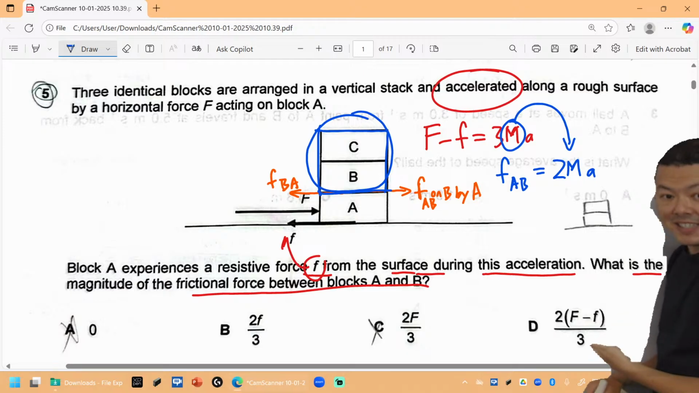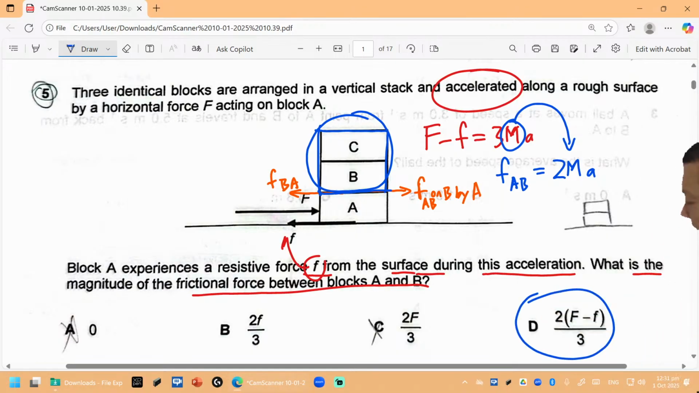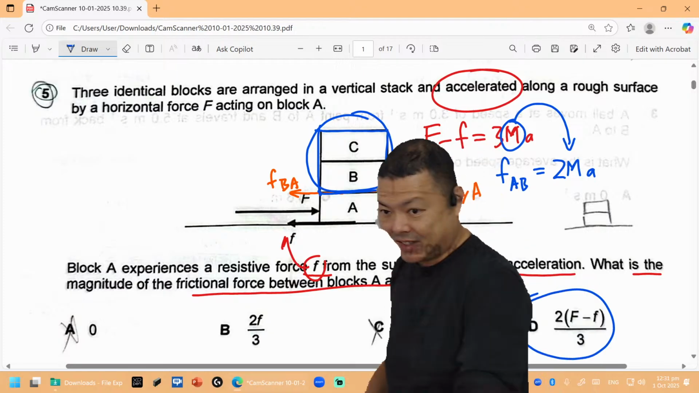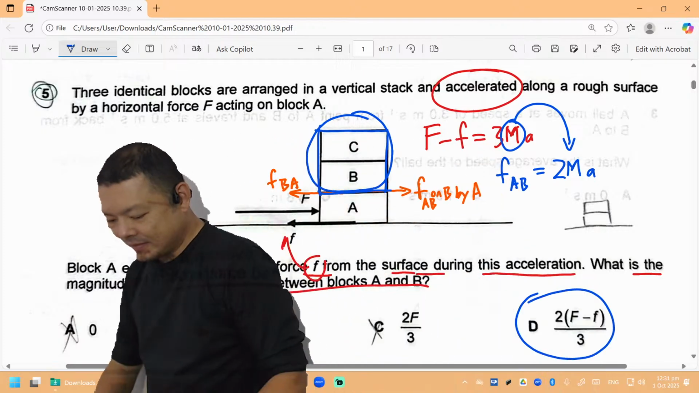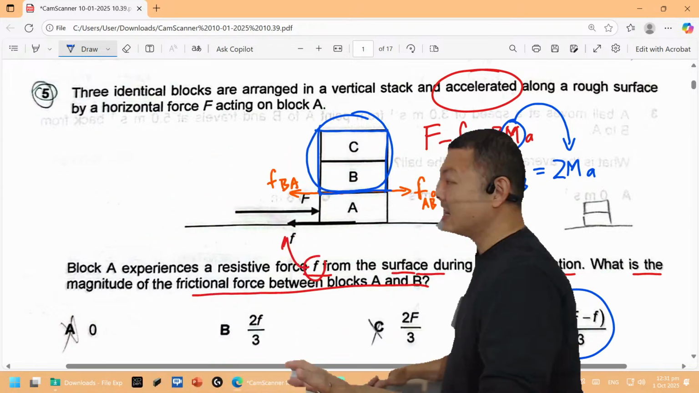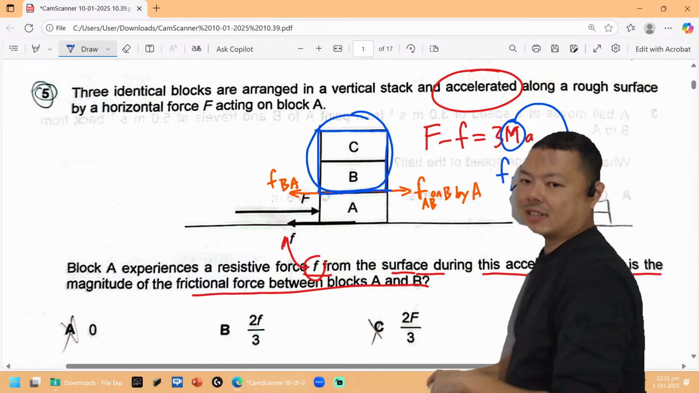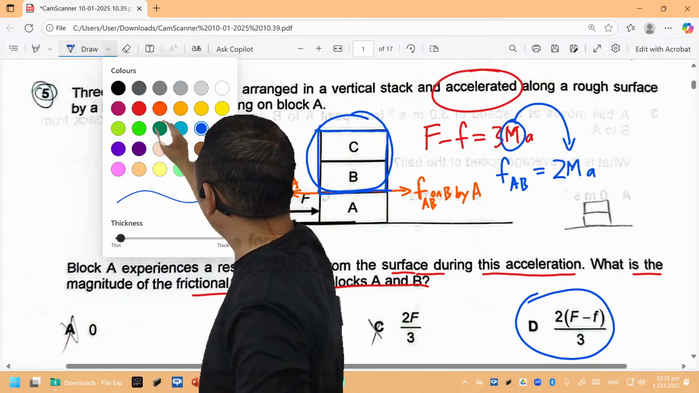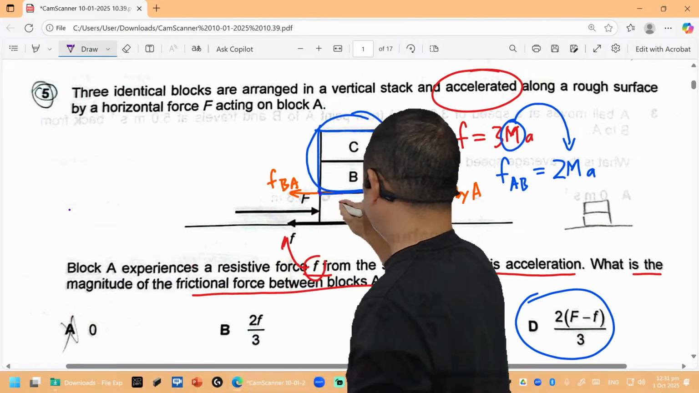I believe this is the answer. The way I look at it, this is the answer, right? Yeah, so this is your answer. This is the first method. I'll show you another method. The next method is to isolate A. Let's say we isolate A.